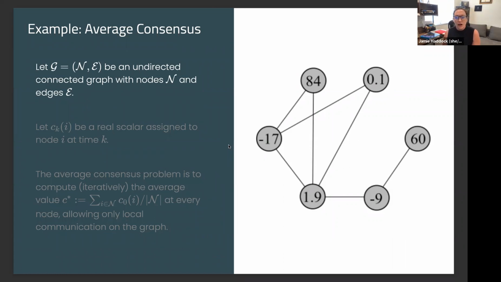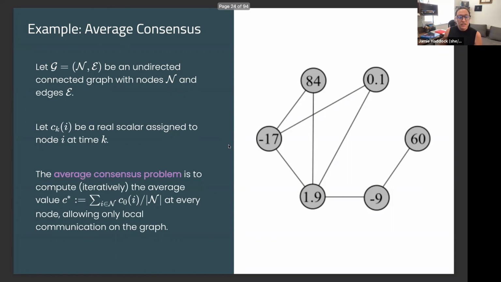Okay, so again, our problem is defined on a graph. It's undirected, and we assume it's connected, with nodes N and edges E. And each node at time k has this scalar value c_k(i). And the average consensus problem, as I mentioned earlier, is to compute iteratively the average value of all of the initial values at every node, okay?